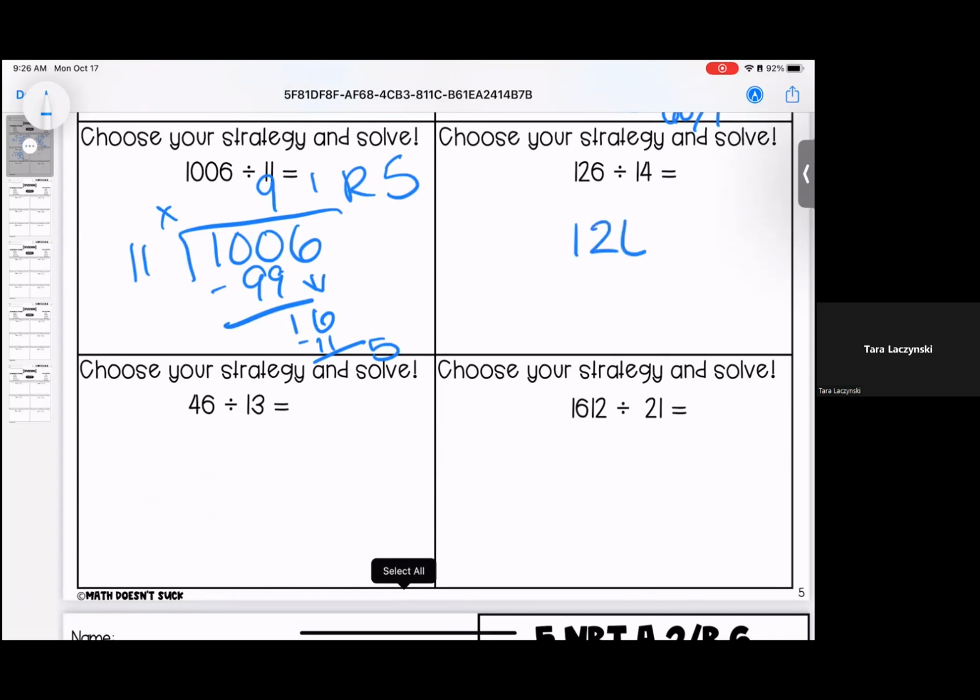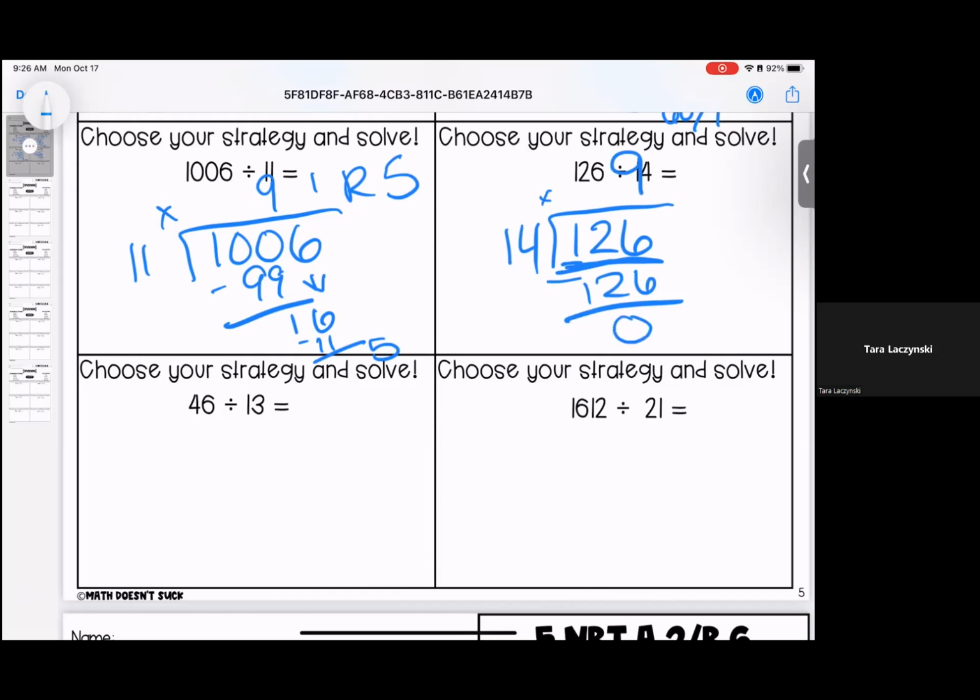Moving over here, 126 divided by 14. So we're trying to think, does 14 go into 1? No. 12? No. It's going to go into 126, and this one is going to go in 9 times. 9 times 14 is 126 on the nose, which leaves us with 0.